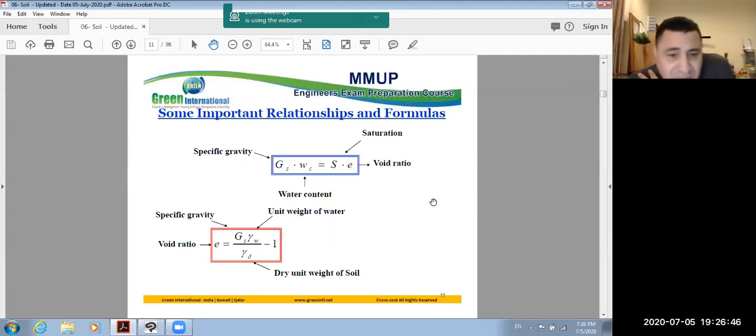And we have a specific gravity. Void ratio is equal to Gs multiplied by gamma w, the unit weight of water, divided by gamma dry, minus 1. You have to memorize both formulas. This is very common in soil mechanics, in the first or second lecture in our civil engineering college days. Try to memorize it; we are just going to practice on them.